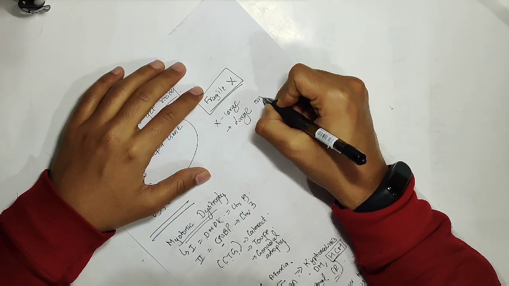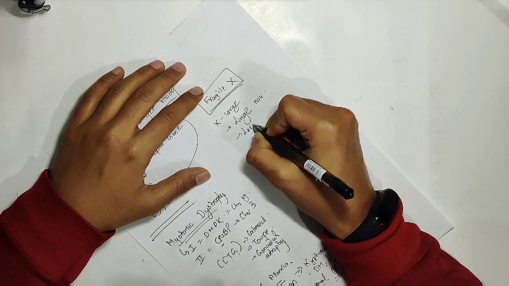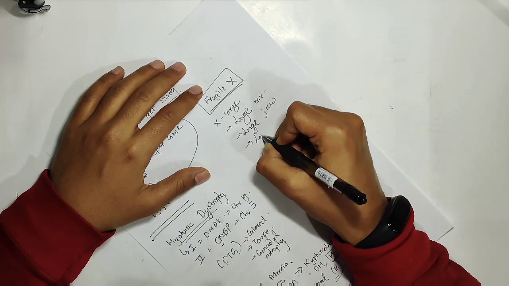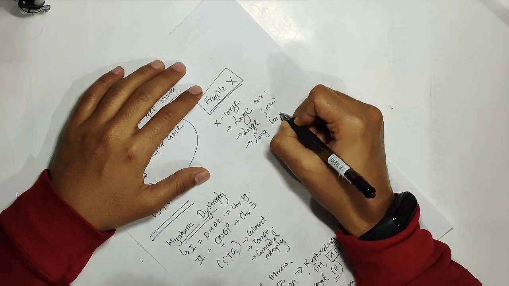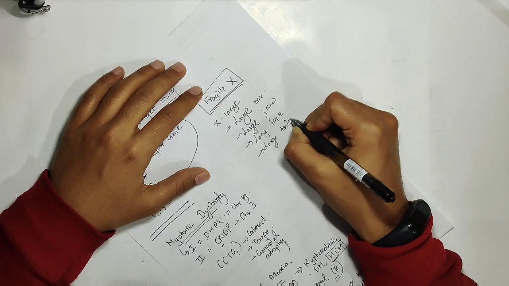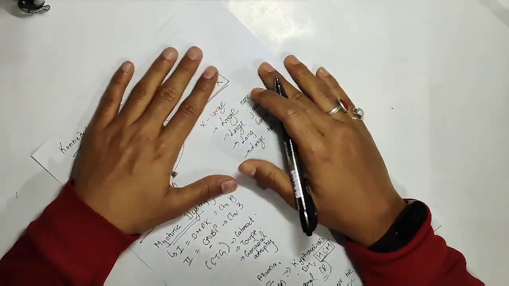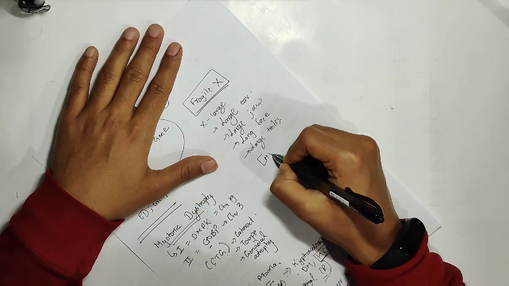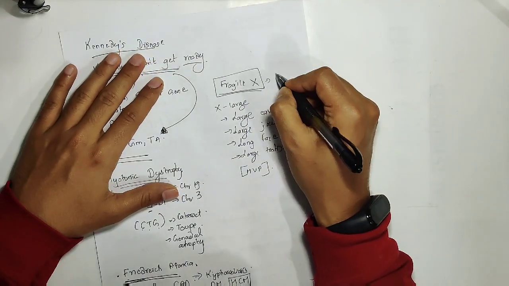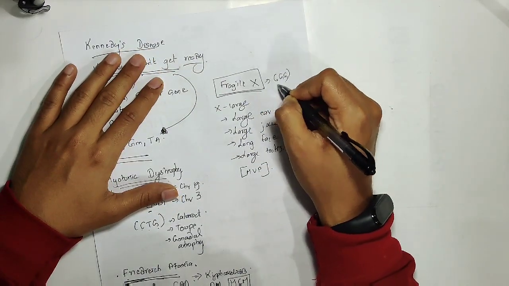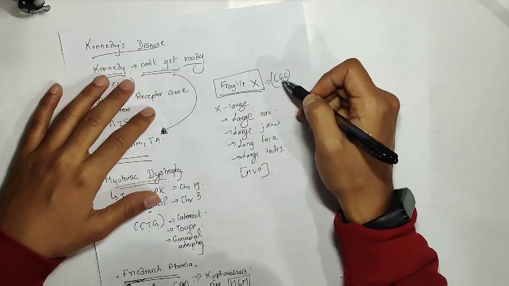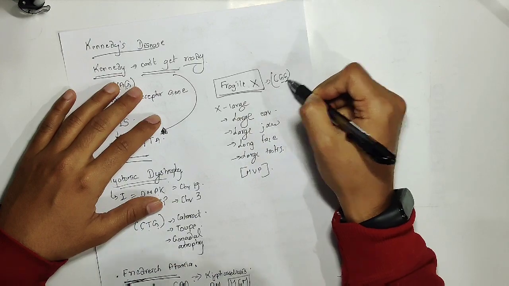large ear, large jaw, they will have long face, and they will have large testes, and they are also associated with mitral valve prolapse, and is associated with CGG, giant gonads. Okay, you can remember that Fragile X syndrome is associated with giant gonads.